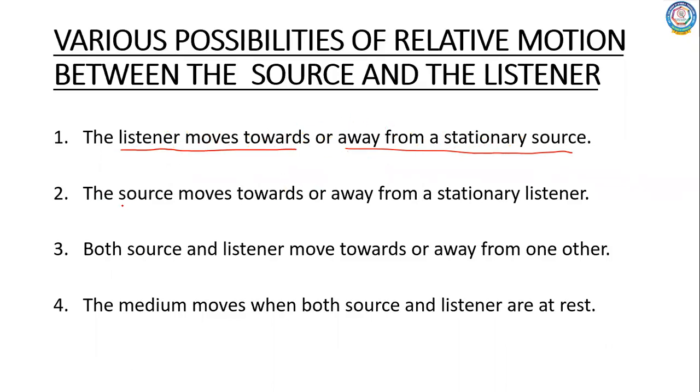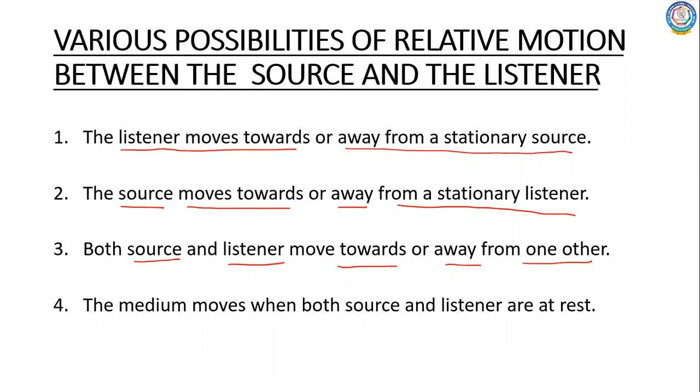Now look at the next one. The source moves towards or away from a stationary listener. Here the listener is stationary. The source either moves towards the listener or moves away from the listener. So this is the second case. The third one is both source and listener move towards or away from each other. The first case will be source and listener moving towards each other, and the second will be the source and the listener moving away from each other.